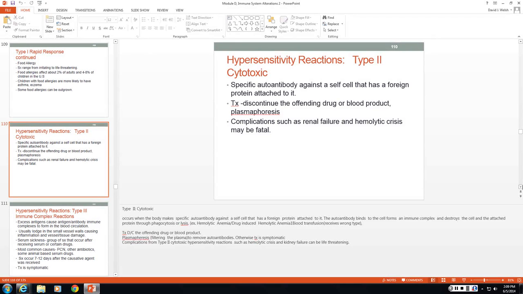So you're going to treat the symptoms. Now, complications from type 2 cytotoxic hypersensitivity can result in renal failure, as well as hemolytic crisis that can be fatal.